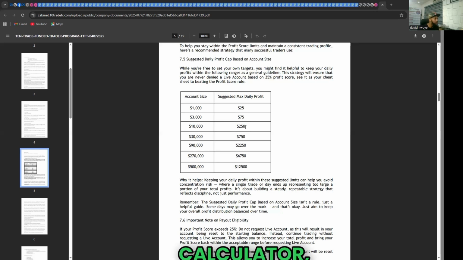Now, if you check your calculator, the total profit you need to make that will give you 25% of $300 is 1,200. So by the time you check 1,200, 25% of it will give you 300.